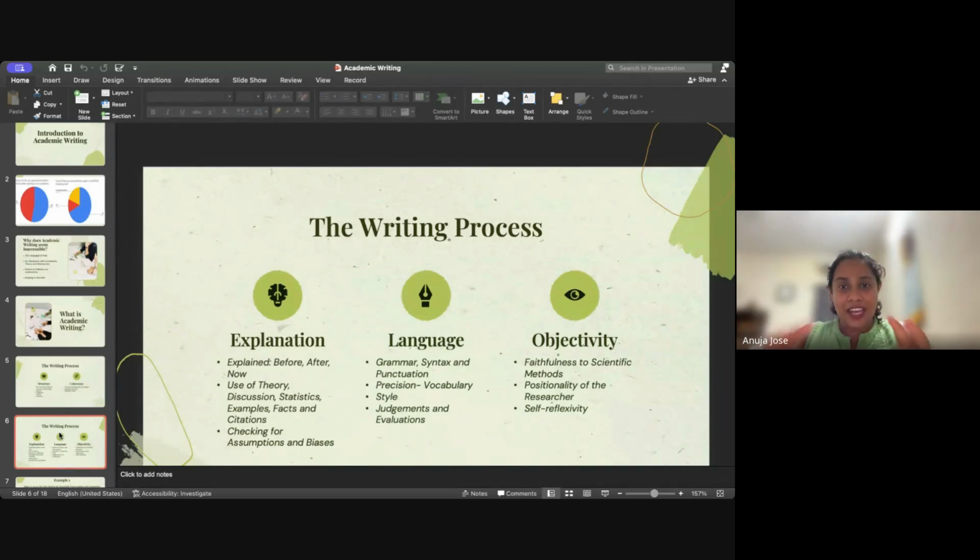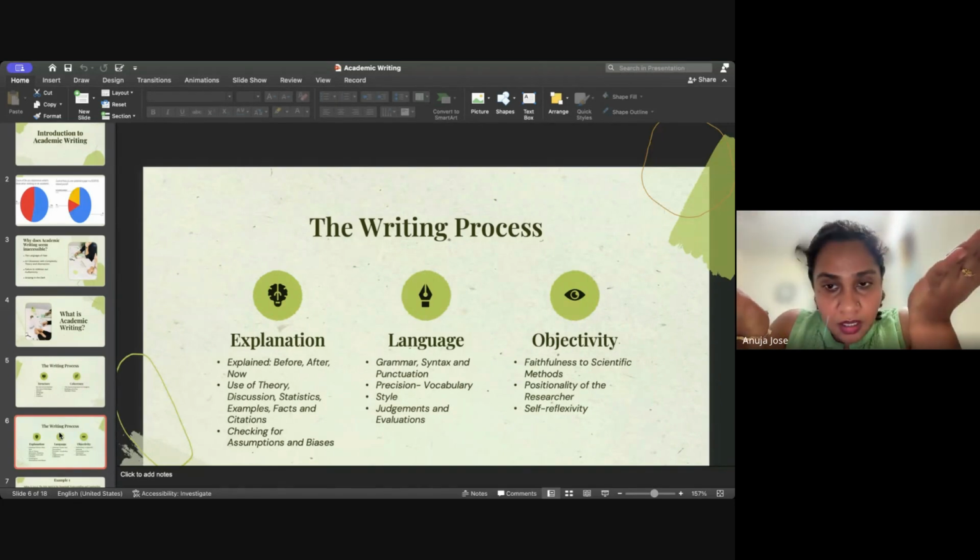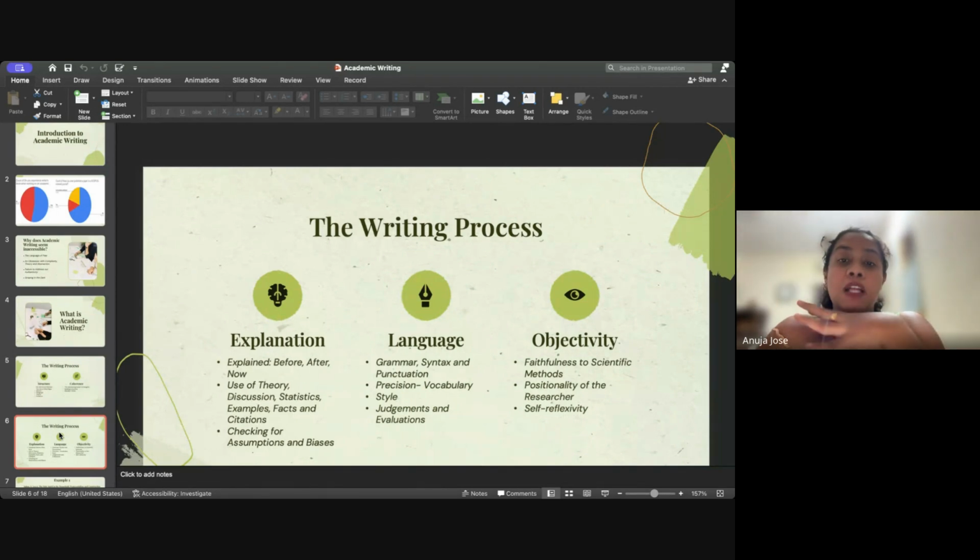So all these 5 elements are not watertight compartments, but they should be integrated as a whole. It should be closely knit in the writing process. Okay. For a person who's just starting off, this might be very overwhelming. And I know, because when I started off, it was very overwhelming for me. But through practice, you will definitely master the skill. It's a skill that you will definitely master.